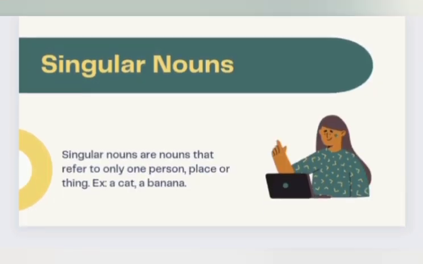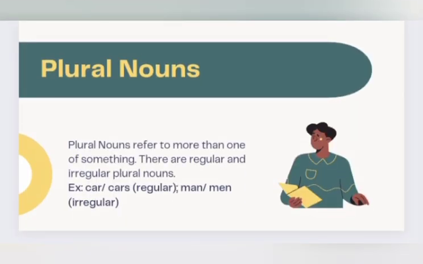Singular nouns. Singular nouns are nouns that refer to only one person, place, or thing. Example: a cat, a banana. Plural nouns. Plural nouns refer to more than one of something. There are regular and irregular plural nouns. Example: car, cars, man, men.